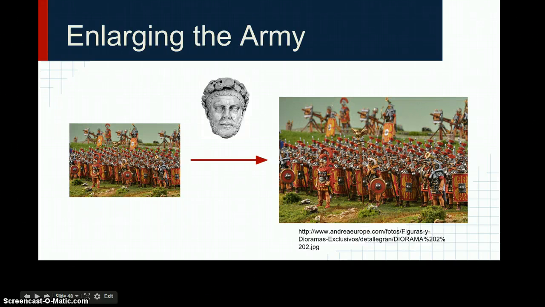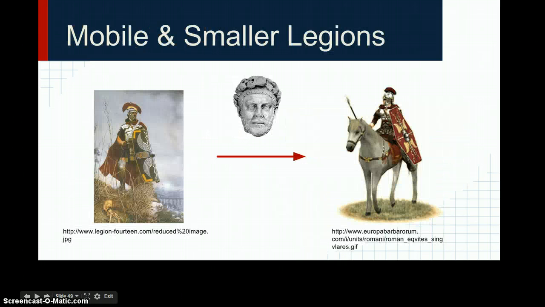His first military reform was improving the army by enlarging it. The second reform was making the legions more mobile. They were now on horseback. The legions decreased in size, so they were more manageable and easier to control. For example, if there used to be 6,000 soldiers making up one legion, now there are 4,000 soldiers per legion. So as the army increased in size, so did the number of legions making up the army.